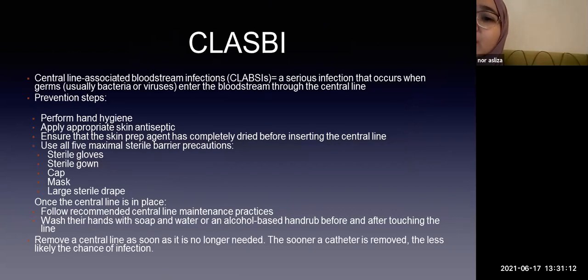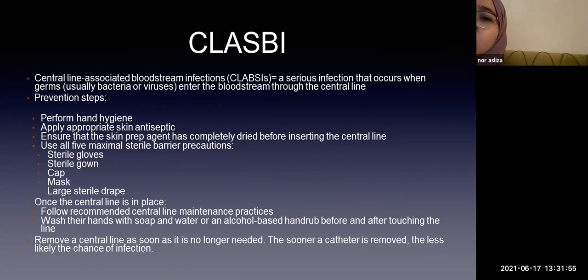Okay, just now Adila mentioned CLABSI, central line associated bloodstream infection. It is a serious infection that occurs when microorganisms, any bacteria or viruses, enter the bloodstream through the central line. So the prevention steps to prevent CLABSI are to perform hand hygiene, like the doctor mentioned, apply appropriate skin antiseptic, ensure that the skin prep agent has completely dried before inserting the central line, and use all five maximal sterile precautions: sterile gloves, sterile gown, cap, mask, and large sterile drape.